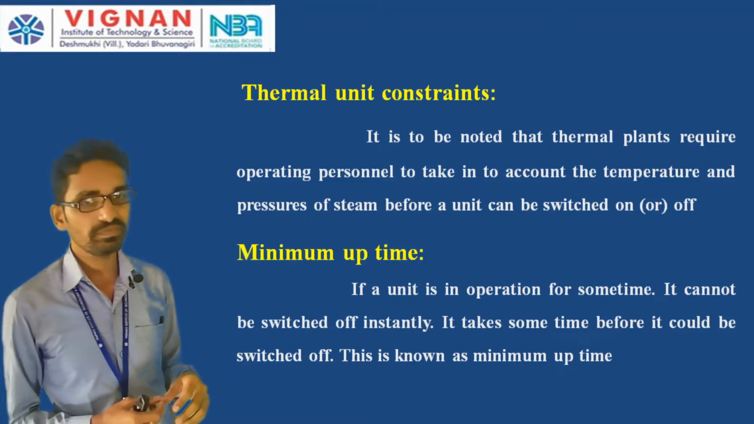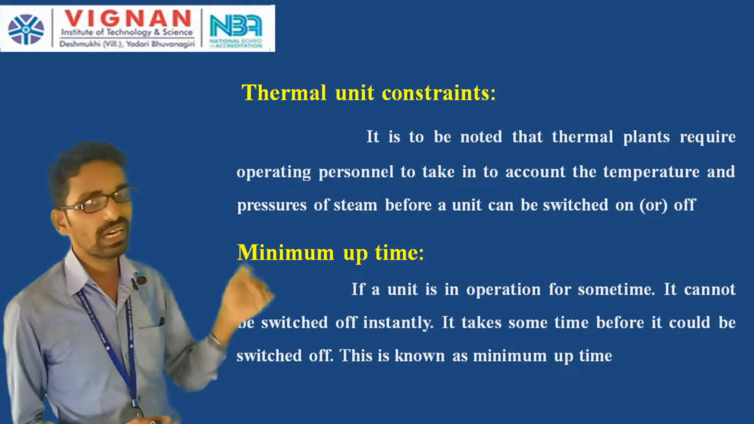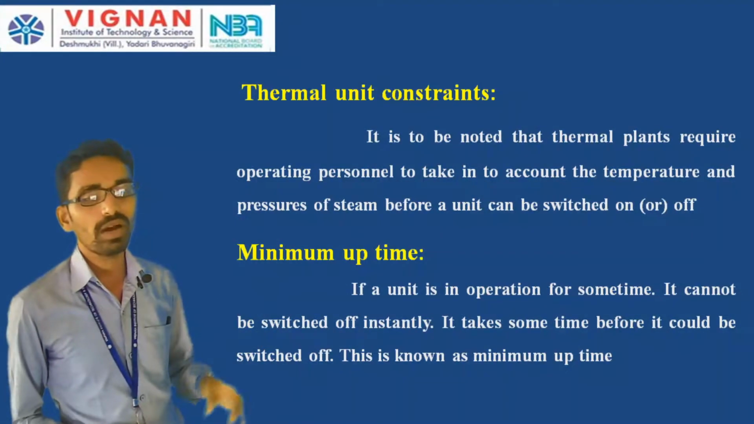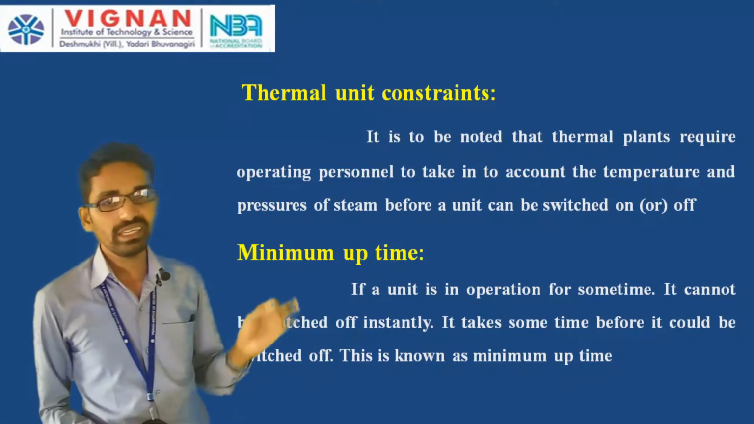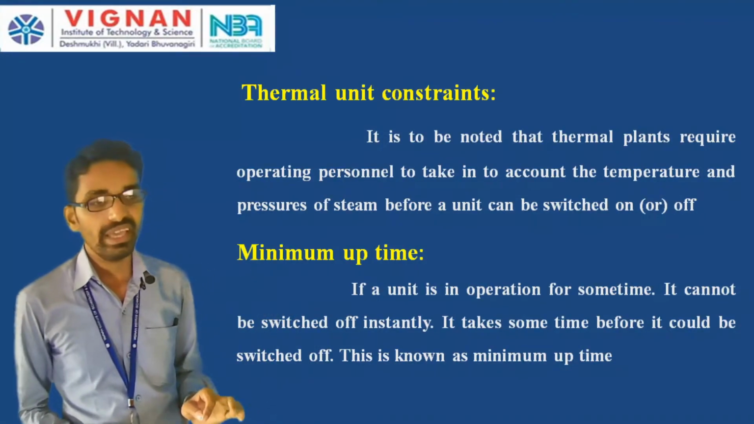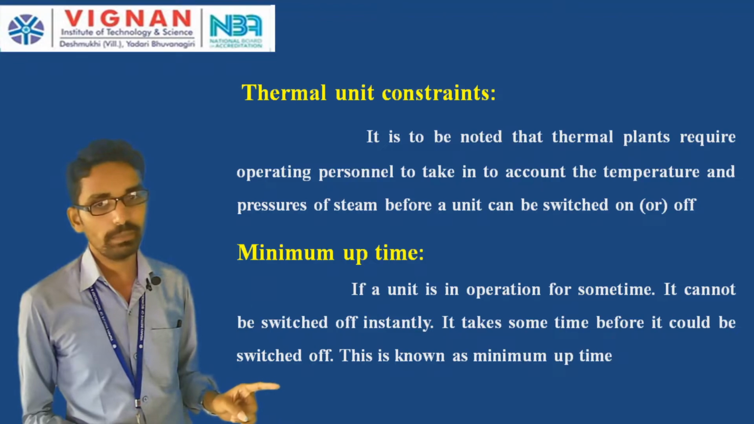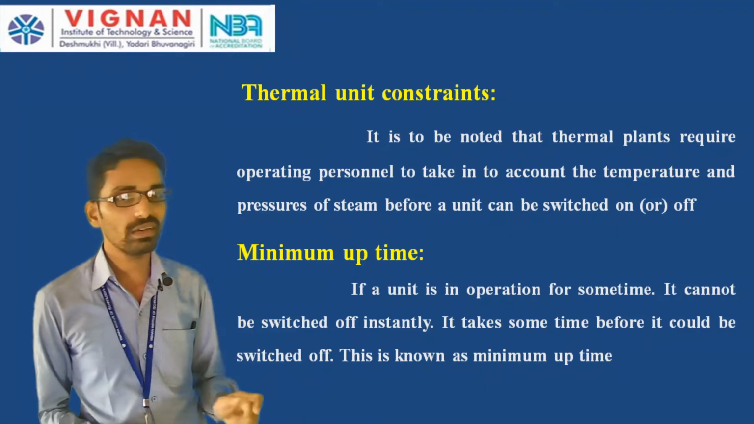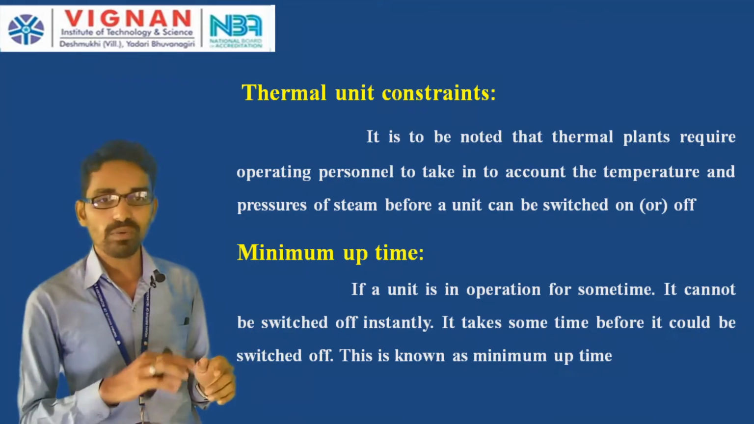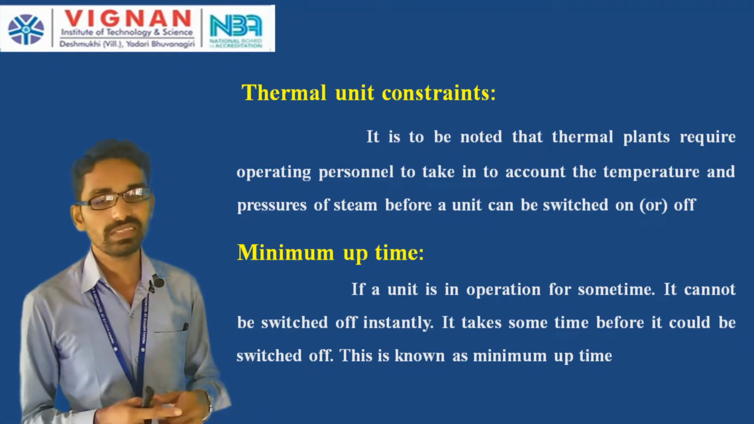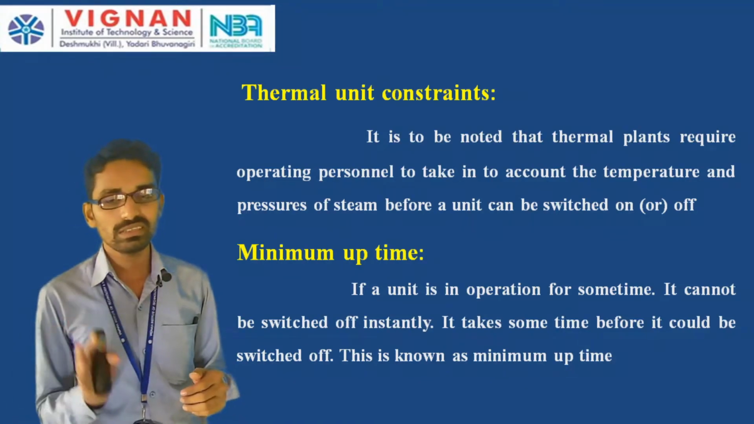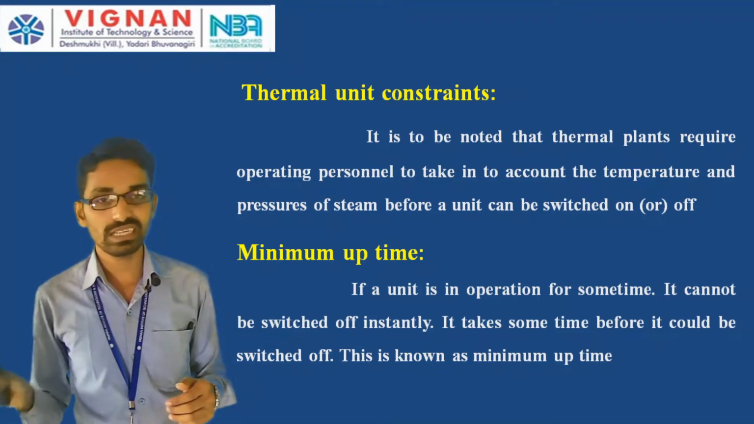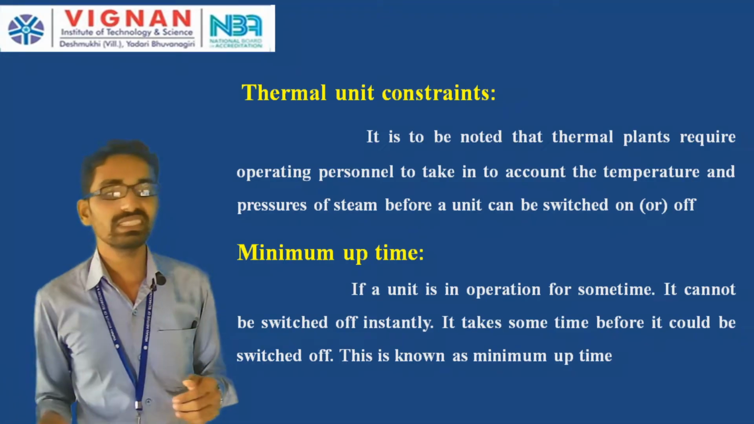So, here in the thermal unit constraints we have the minimum uptime, and the next one is minimum downtime. So, what is minimum uptime? If a unit is in operation for some time, it cannot be switched off instantly. It will take some amount of time before it can be switched off, because the thermal power station is not a single unit. It continuously takes care of the remaining parts or equipment which are connected to it for the generation of the power.